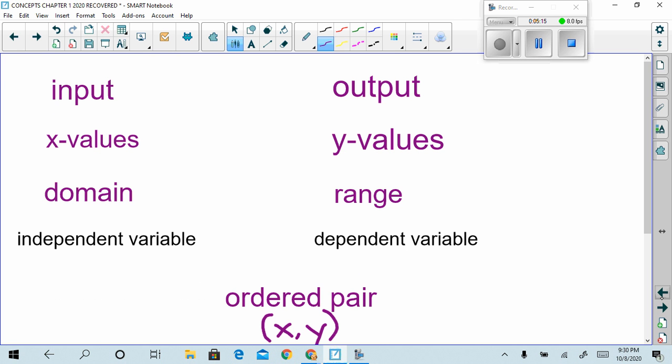Again, these are the key words that I've been using. My X terms are my input and my domain. You should know these words without hesitation. They're also called my independent variable. Why? Because I can choose any value for X when I start to get into a function. Output, Y values, range: when we talk about a function, the Y will depend on the X. We'll get to that next week.